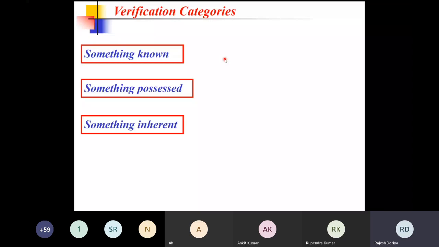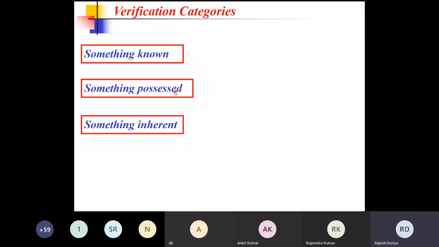Okay. Then the second one is something possessed, where the claimant can prove his or her identity by showing something which is possessed by the claimant. And the examples of this can be any document, for example, a passport or the license, or any card like a smart card. So we are just trying to describe what we exactly mean by something possessed. The moment somebody tries to authenticate somebody, that party can show that document or that proof.